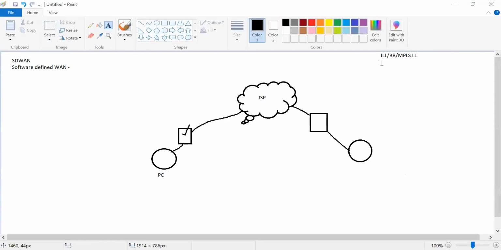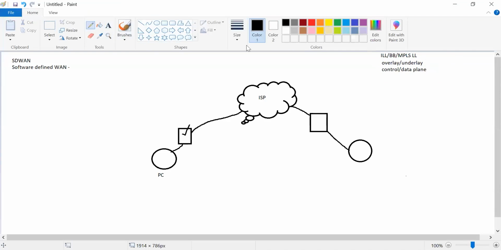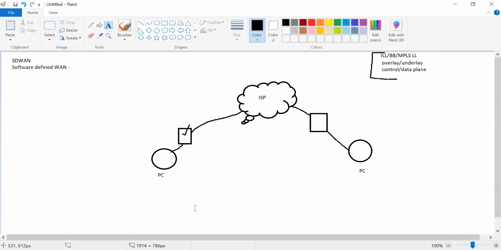This is the usual thing I talk about when I talk about SD-WAN: what is overlay, underlay, control plane, data plane. These are the basic fundamentals that we need to understand before going deeper into SD-WAN. I was talking about the usual connectivity. For example, if you are sitting at a remote location, this is how we are connected. This is the usual connectivity.